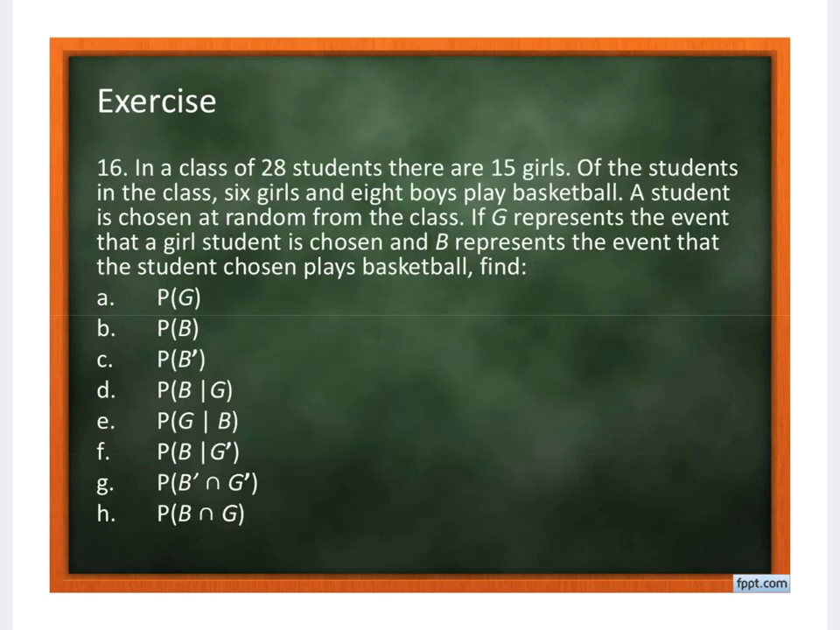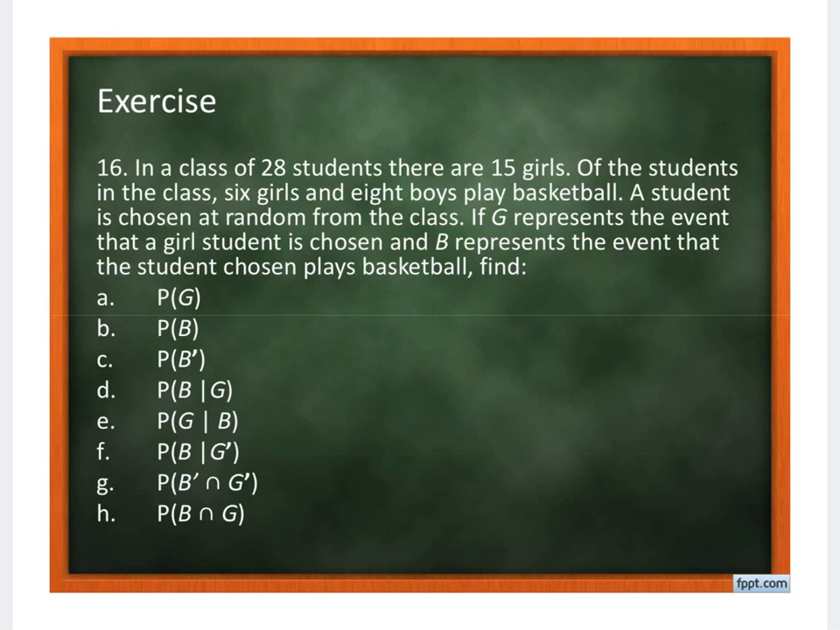In a class of 28 students, there are 15 girls. It means there are 13 boys. Of the students in the class, 6 girls and 8 boys play basketball. A student is chosen at random from the class. If G represents the event that a girl student is chosen, and B represents the event that the student chosen plays basketball.